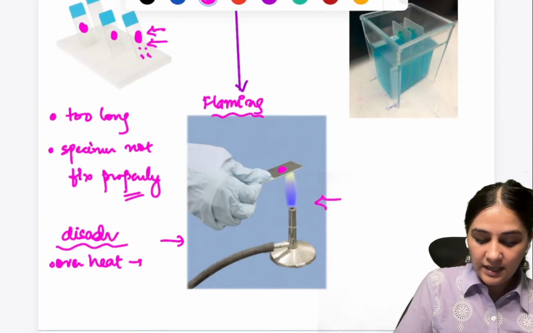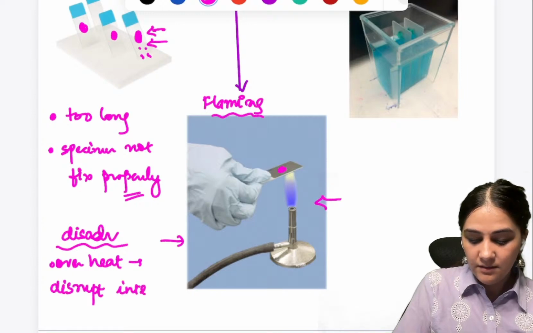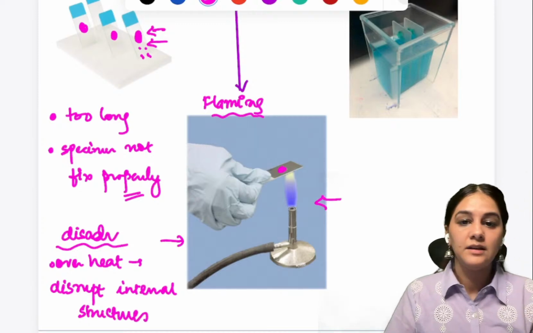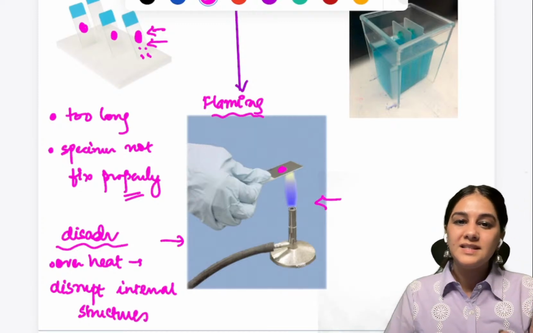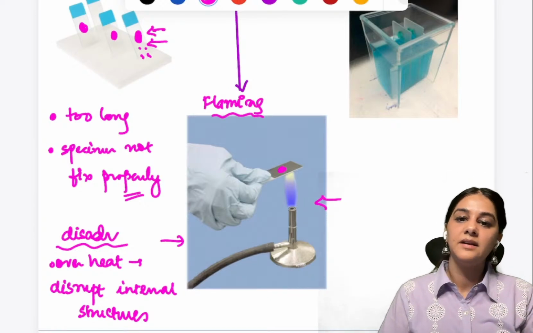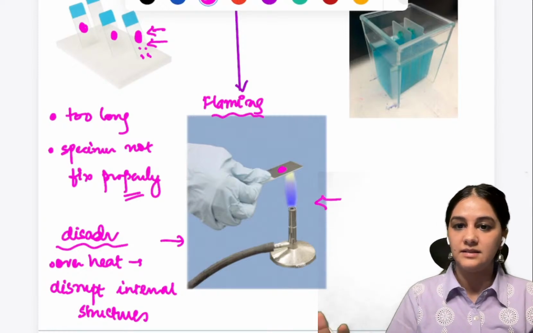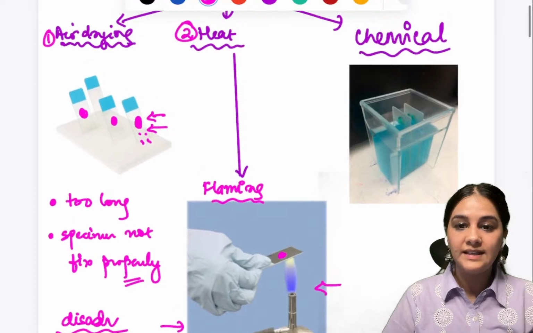So overheating can disrupt internal structures, right? So that is why this method is also something that we are very routinely using, but we recommend that you only try to pass this slide 2-3 times on the flame and that's it. Right, so that is your heat method.